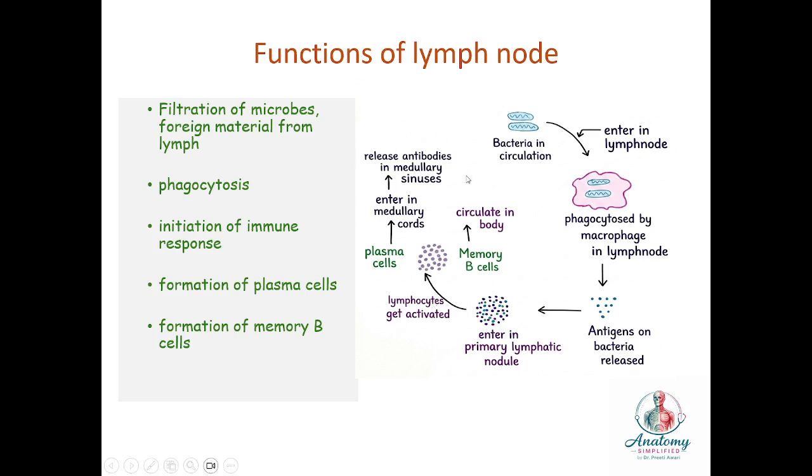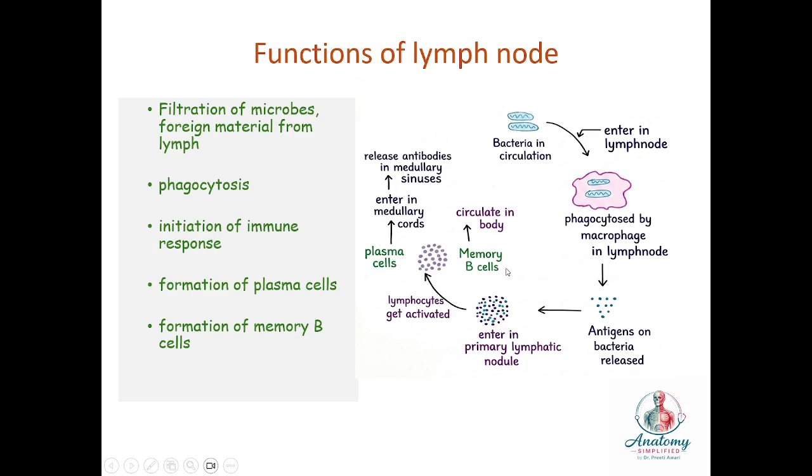Let us try to elaborate the exact function of the lymph node. With the help of a diagram, we will try to understand the functions. Suppose bacteria have entered the circulation and they are entering the lymph node through lymph. These bacteria will be identified by macrophages. Macrophages are present in the lymph node. They will phagocytose the bacteria. Then they will be disintegrated. Their antigens will be released and they will enter the primary lymphatic nodule. Because of that, the lymphocytes will activate and they will proliferate and mature. And finally, they give rise to two types of cells.